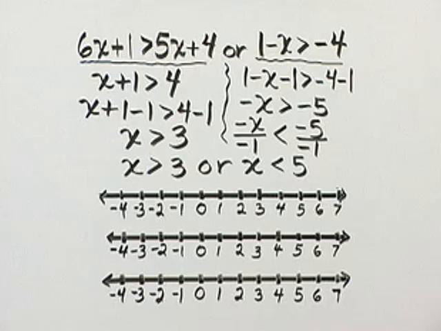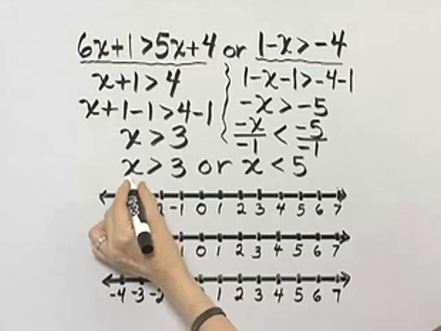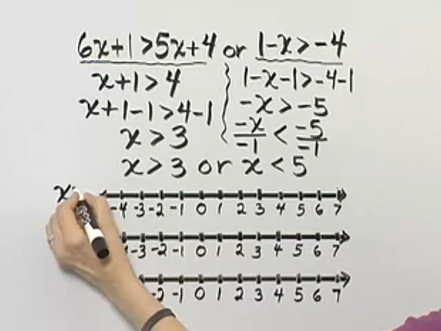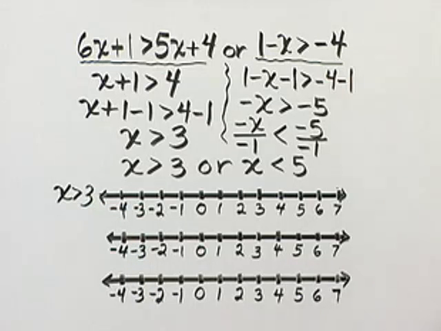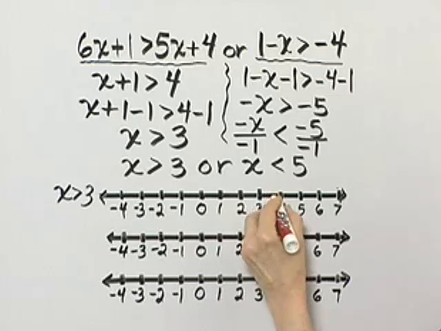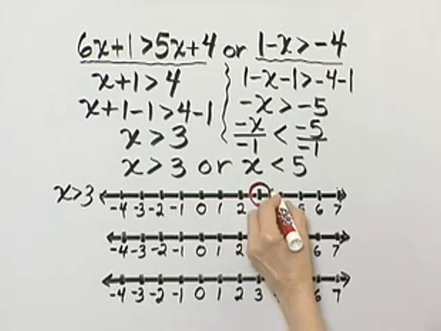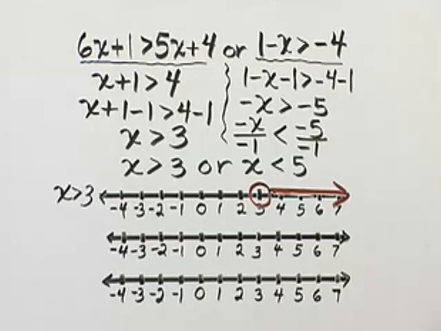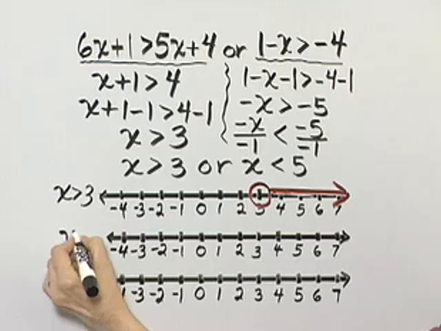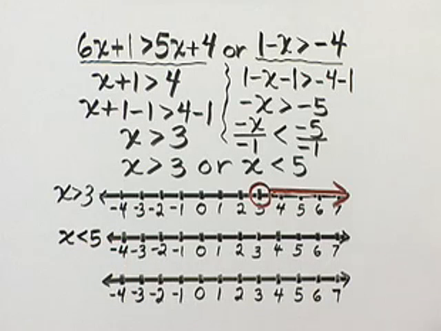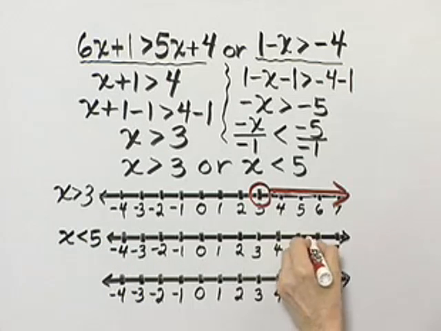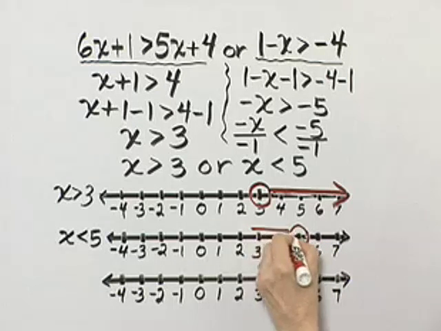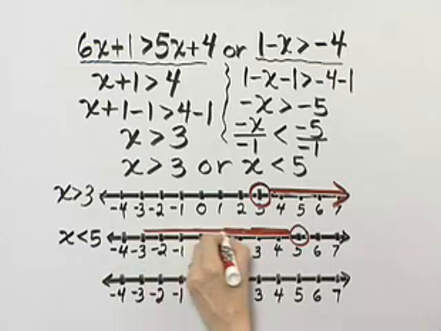Now let's go ahead and finish solving this compound inequality. X greater than 3. Let's go ahead and graph x greater than 3. So I go to 3, place an open circle about 3, and I want greater than 3, shade to the right. And now the next inequality, x less than 5. I go to 5, place an open circle about 5, and I shade to the left.